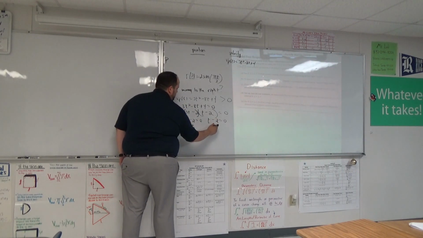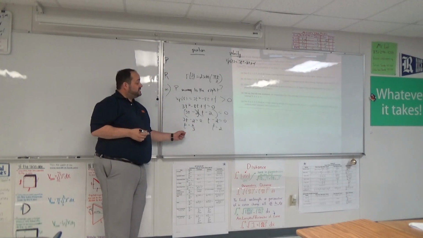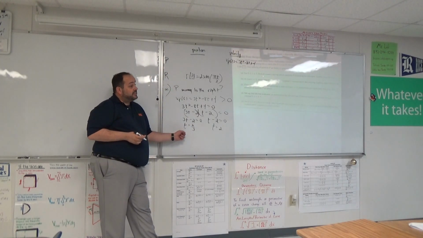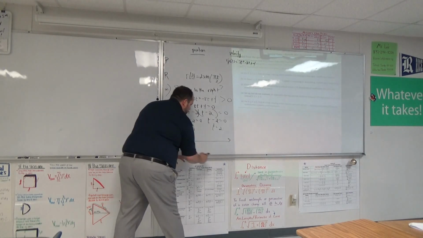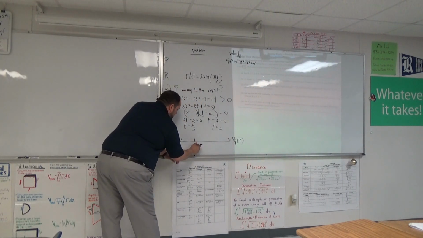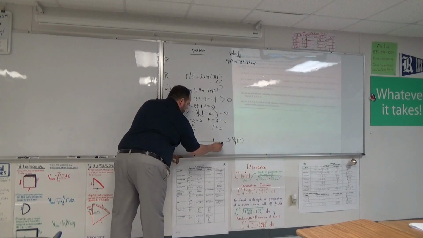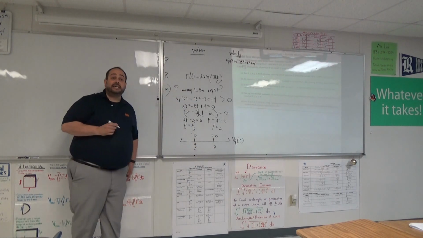t equals 2/3, and t equals 2. These are the places where the particle is at rest, the velocity is equal to 0. What I heard somebody say is do a number line test. Great. So here's my velocity. I'm at 2/3, I'm at 2, velocity equal to 0, velocity equal to 0.